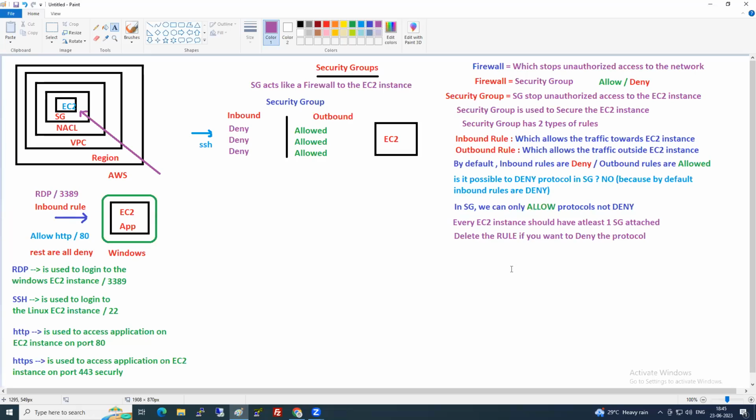So guys, we have a default VPC. Similarly, here also in EC2, we have something called a default security group. What is that? Default security group. So remember, AWS EC2 has a default security group.